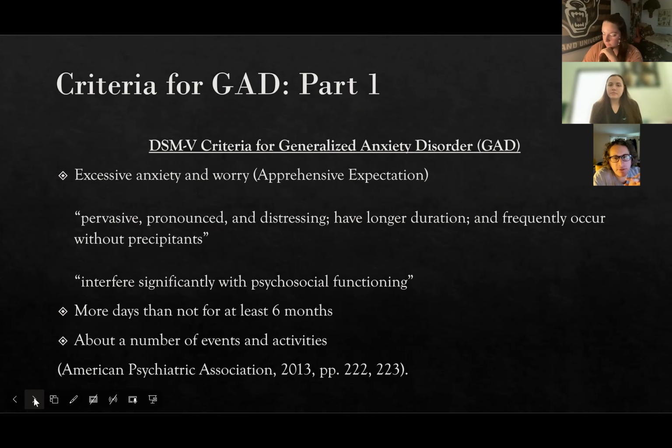The criteria for GAD is listed here. This is essentially what is stated in the DSM-5. You can see that there are several components. The first and primary criterion, A, is excessive anxiety and worry. It has to have a temporal component, meaning it has to occur on most days of the week for at least 6 months. And it has to involve a number of thoughts, not just a specific fixation. Next slide, please.